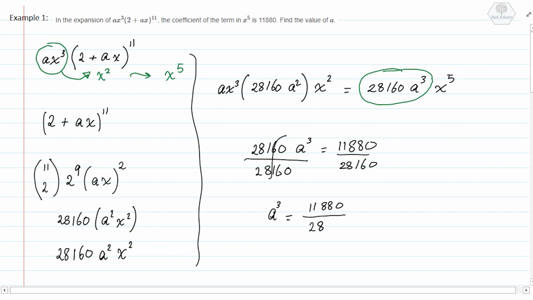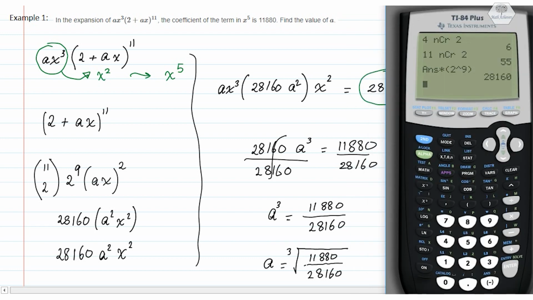over 28,160. So a is equal to the cubic root of this value, which is 11,880 over 28,160. We have to use our GDC to find this value. So we go to math as well to find the cubic root. It's choice number 4. I go to 4. I'm having a bracket. It's the cubic root of 11,880 divided by 28,160. I close the bracket. And it is equal to 0.75.